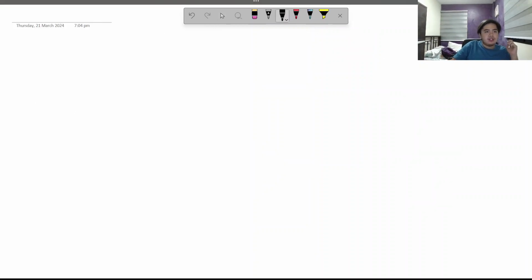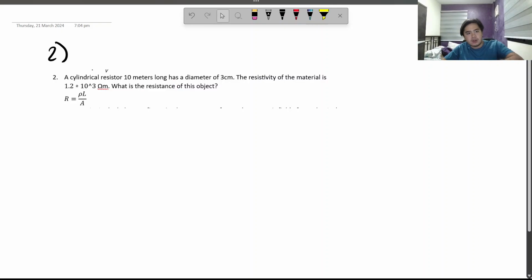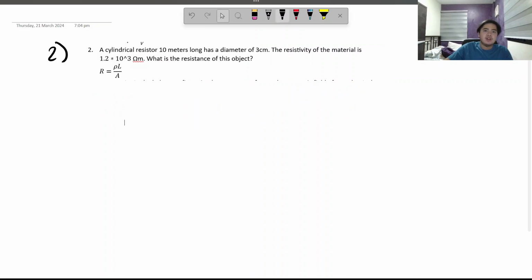Alright. Question number 2. Hold on. And there we go. Question number 2. Let me just move it here. There we go. Question number 2. A cylindrical resistor 10 meters long has a diameter of 3 centimeters. The resistivity of the material is 1.2 times 10 to the 3 ohm meters. What is the resistance of the object, given that the formula is R equals rho L over A?